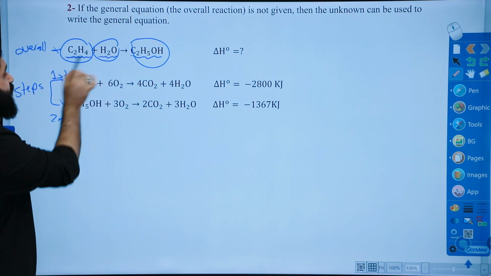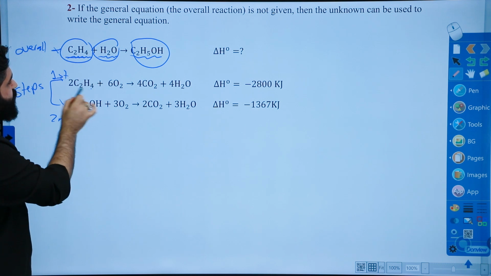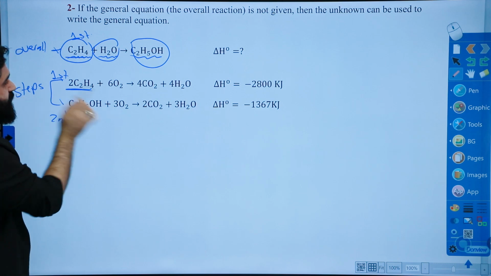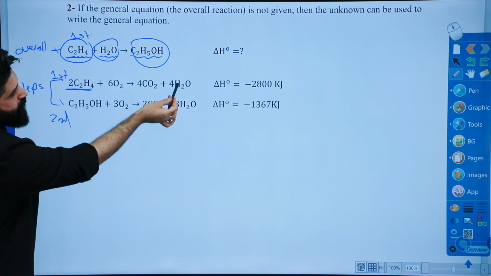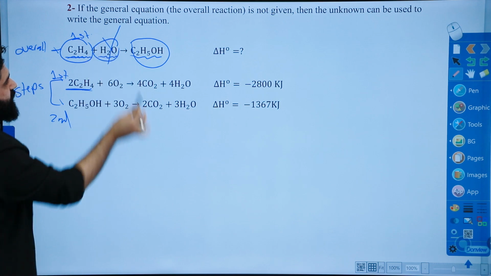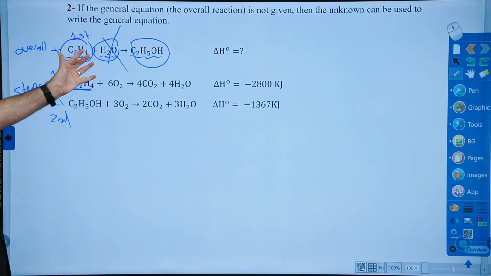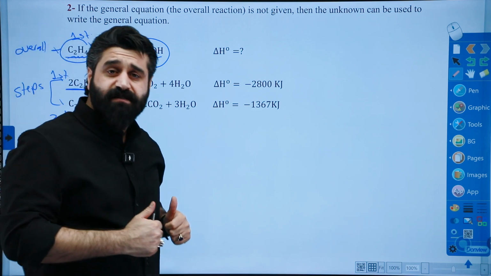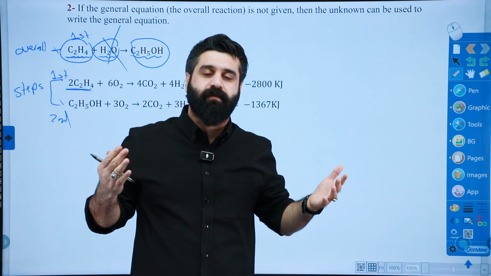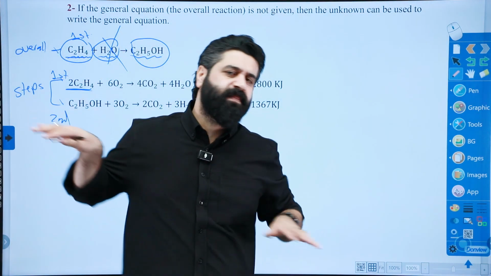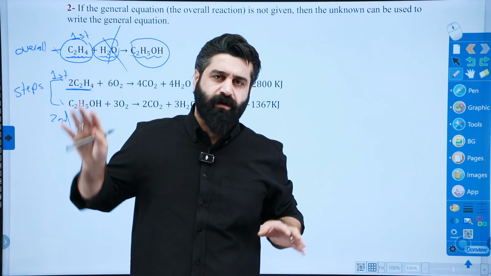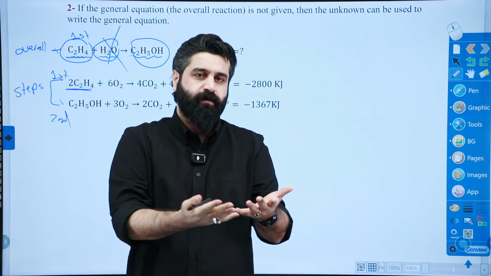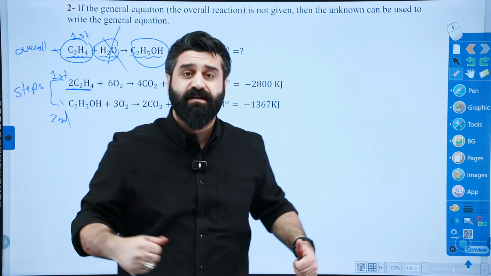Good. C2H4 can be seen in the first step. H2O is in both reactions. Just cross it out. So if we have a substance that has been repeated in more than a single reaction, just cross it out. We don't depend on that one. Once a substance is repeated in two or three reactions, just cross it out. We don't need that one. Okay.